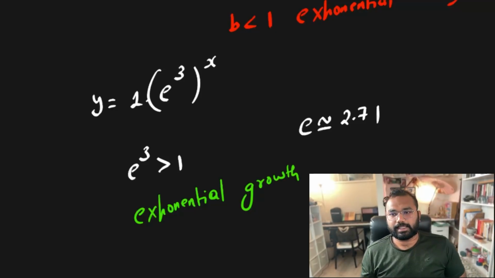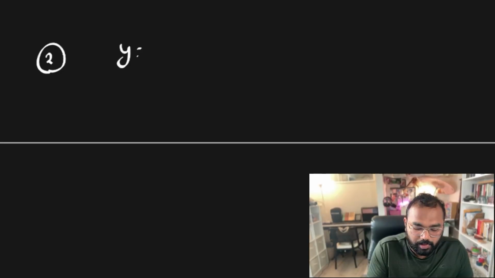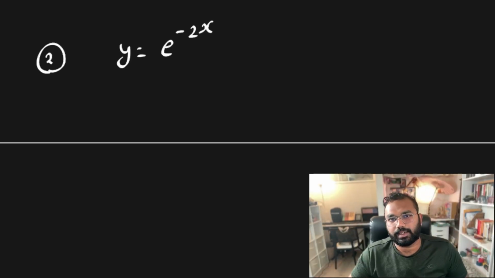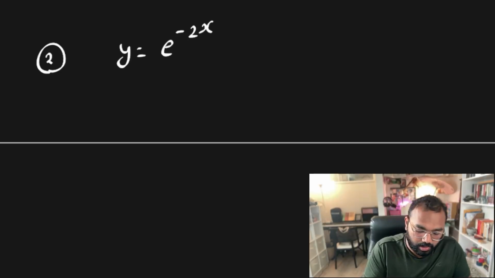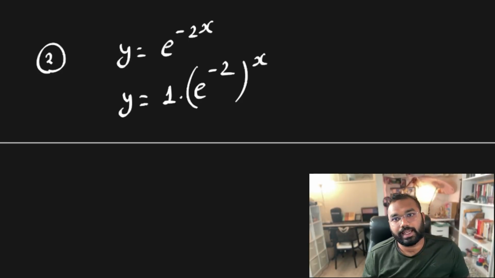Does that make sense? Cool. Let's go into the next question. y equals e to the power of negative 2x. Again, in this problem, the initial value is 1. y equals 1 times e to the power of negative 2, that is your b value, and whole to the power of x.